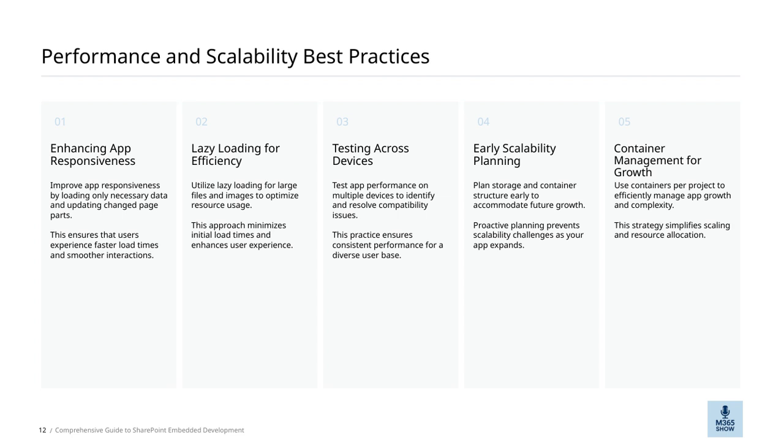When you think ahead about how your app might grow, you can prevent potential scalability issues down the line. Proactive planning saves a lot of headaches later. Now, testing your app across multiple devices is essential. Different devices can behave differently, so identifying and fixing compatibility issues early ensures a consistent experience for all users. That way, everyone gets to enjoy smooth performance, no matter what device they're on.